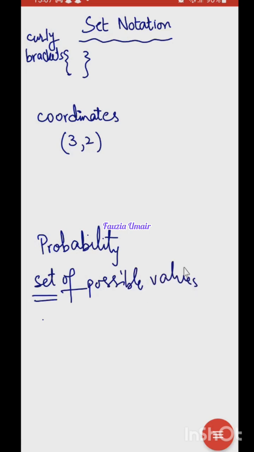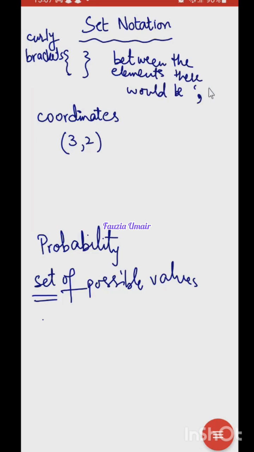So first, you use curly brackets. Second, between the elements you use a comma, just like you did in the sample space of probability. So between the elements there would be a comma. These are the two things you need to remember. Elements are separated by commas in between. So for example, if I write down a set A, the set of vowels, for example.